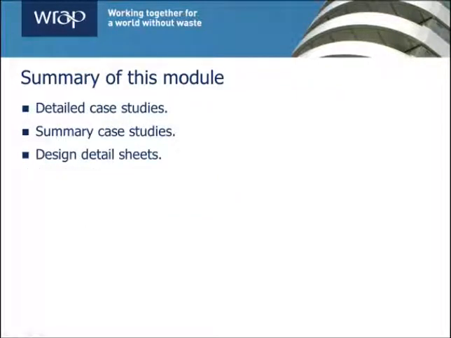The detailed case studies in this module will focus upon 2 projects, the London Olympics 2012 and an affordable housing development in Harrow near London. They show designers how the designing out waste process works on projects at different scales. Some further case studies are presented in summary form, and the module then concludes with a look at the design detail sheets that are available to provide support on reducing waste on specific building elements.